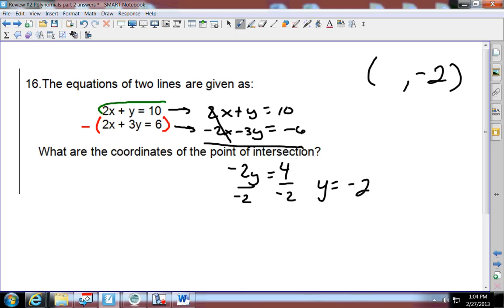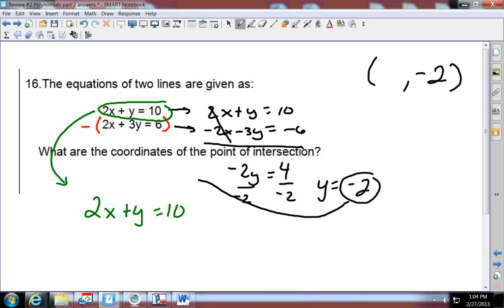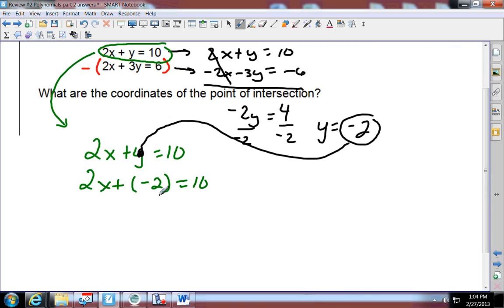Choose one of these two equations. Doesn't matter which. I'll choose the top one here and bring it down. 2x plus y equals 10. We just found y to be negative 2. So I'm going to put that right in here. So I have 2x plus negative 2 equals 10. Or you could write 2x minus 2 equals 10.